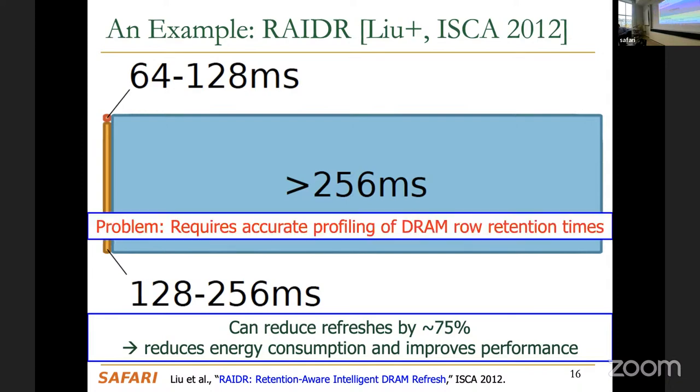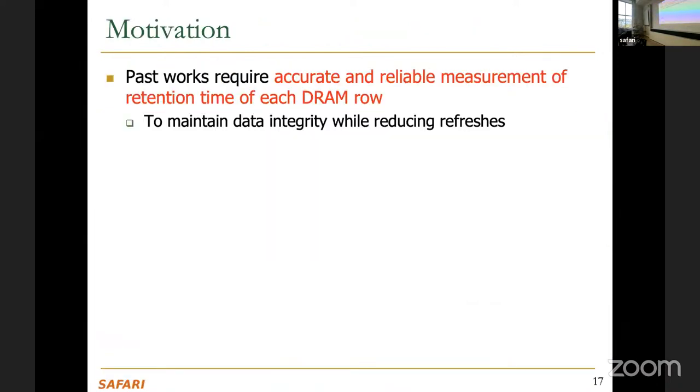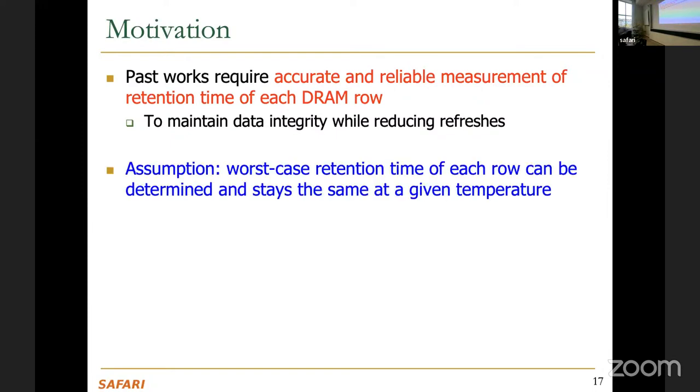Makes sense, right? Okay. So the problem is that this work and all of the other works require accurate profiling of DRAM row retention times. That's what we're targeting in this work. To maintain data integrity while reducing refreshes, we need an accurate and reliable measurement of the retention time of every single DRAM row. And the assumption is that the worst-case retention time of each row can be determined and stays the same at a given temperature.